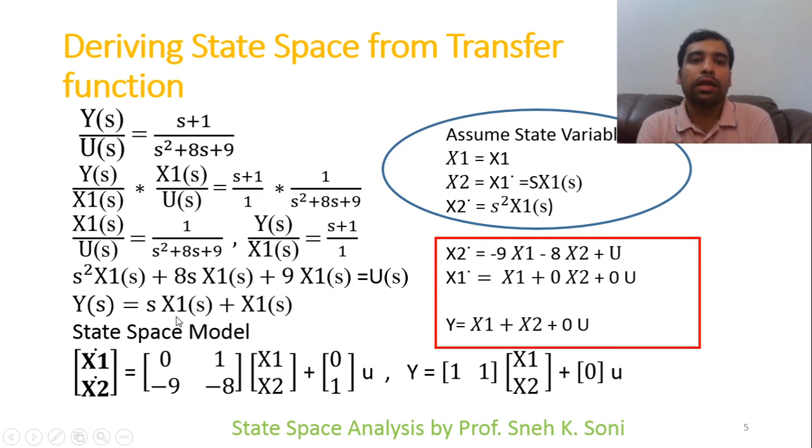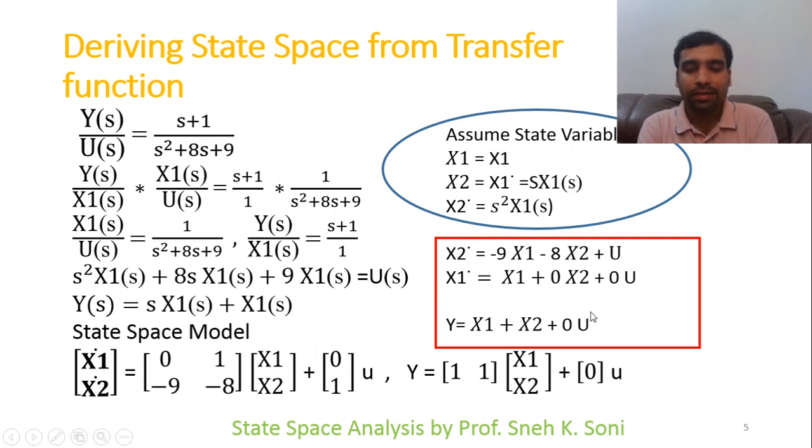Here please keep this point in mind that you don't write s into x1 as x1 dot, because always we have y is equal to cx plus du, and in that equation there is no dot term. We can write x1 as well as x2, but we have to keep in mind that we never write a dot term in the output equation. So I will have y of s is equal to x2 plus x1, so I can write x1 plus x2 plus 0u.